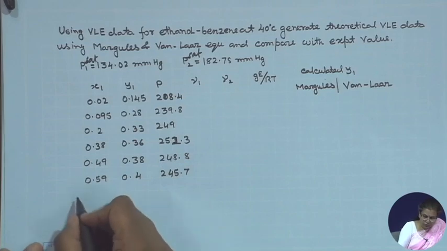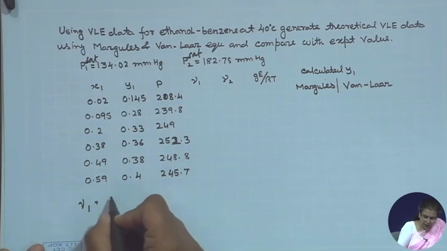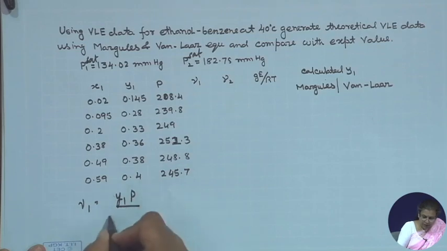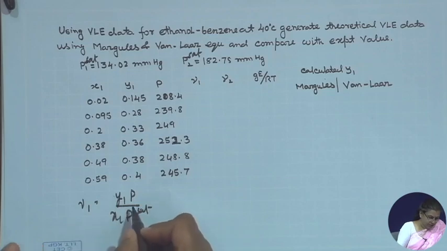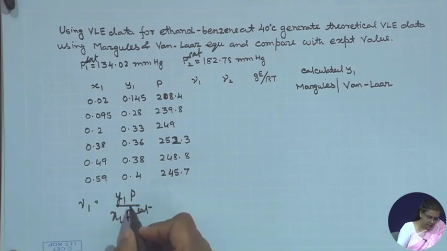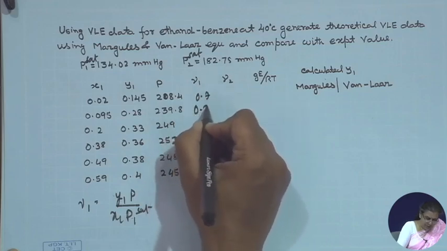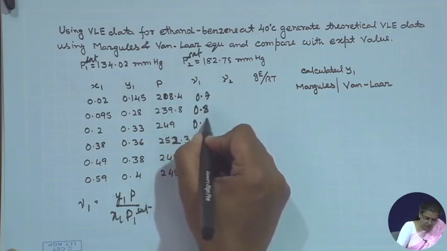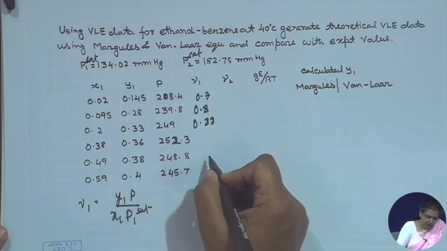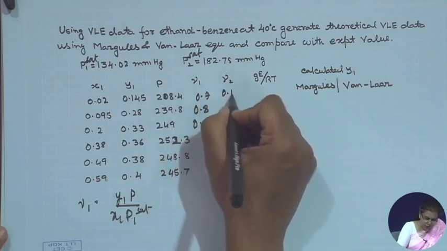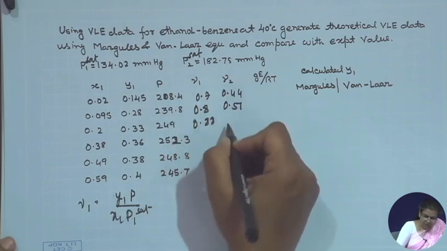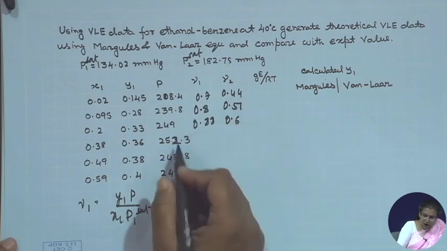Now, from here what do you know? You can find out gamma 1 equals y1 P by x1 P1 saturated. So you can find out the individual gammas in this particular case. For example, the gammas will be something of this sort. You can check it up and find out. The corresponding gamma 2s can also be found out.